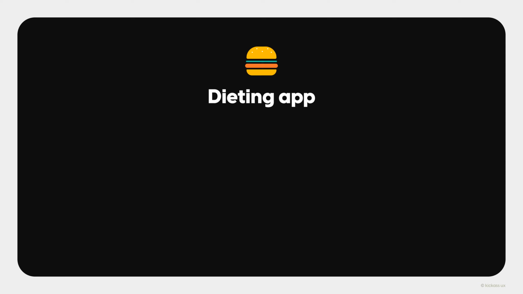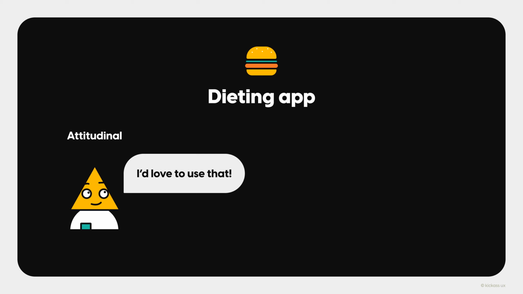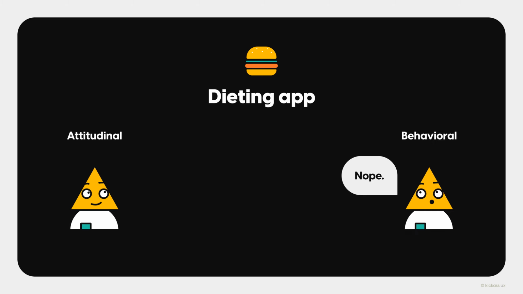For example, let's say you're interviewing users about a dieting app. They might say they'd love to use it, but in actuality, they'd rather sit on the couch with a pizza and wouldn't download your app in the first place. This can sometimes give you false positives.